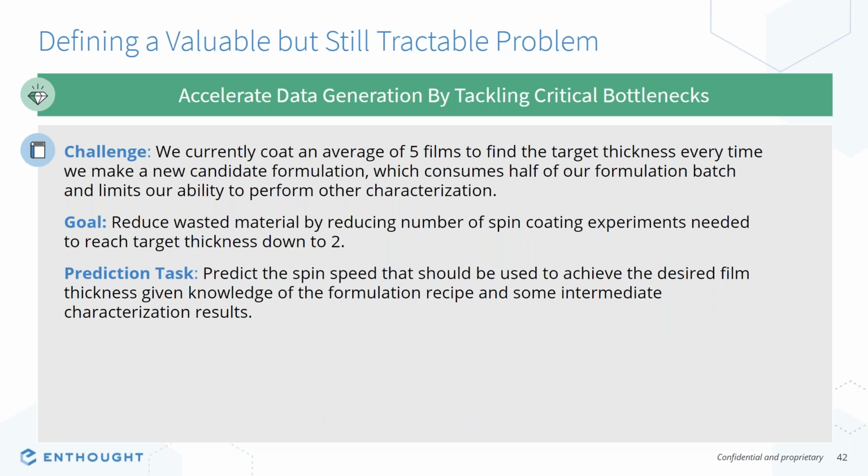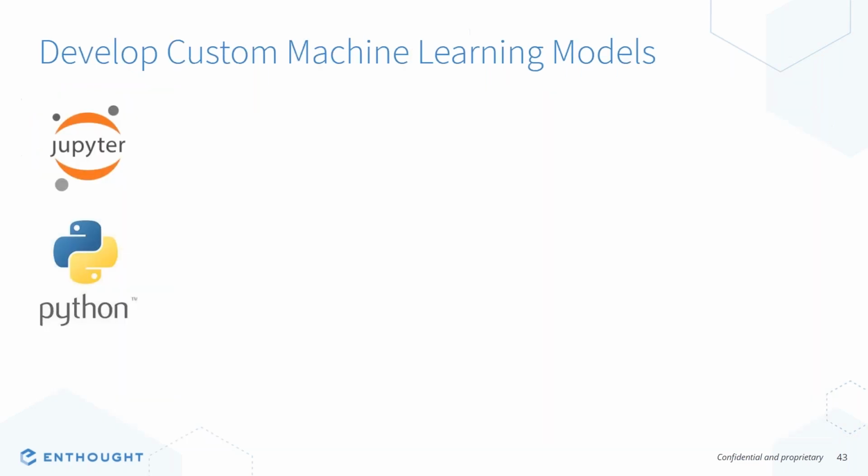So all of that knowledge, whatever state of knowledge we have about that specific formulation, and all of the knowledge we have in our historical database about every other formulation we've ever made in our lab, can allow us to make a better decision about what experiment to do first.